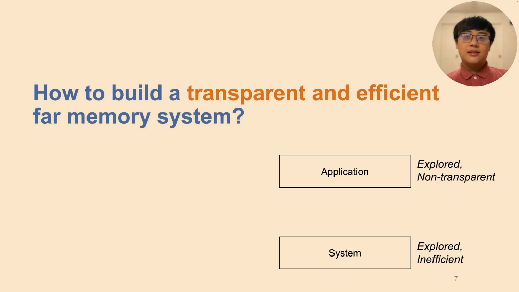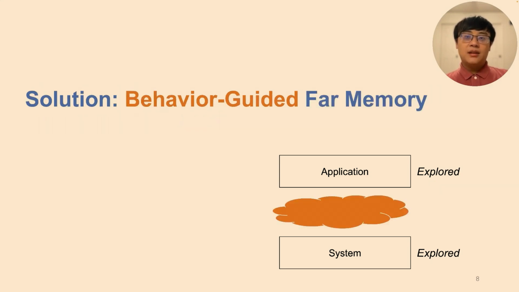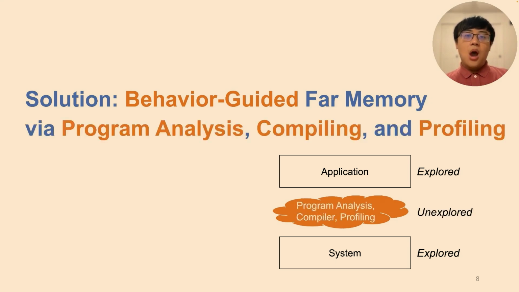With both approaches having major issues, can we find a way to build a file memory system that is both transparent and efficient? We propose to do this from a new layer in between and use a behavior-guided way to build our file memory system. This means that we start from understanding the program behavior and then generate both the application and system side from it. We use a co-design of program analysis, compiling, and profiling to achieve the behavior-guided goal.